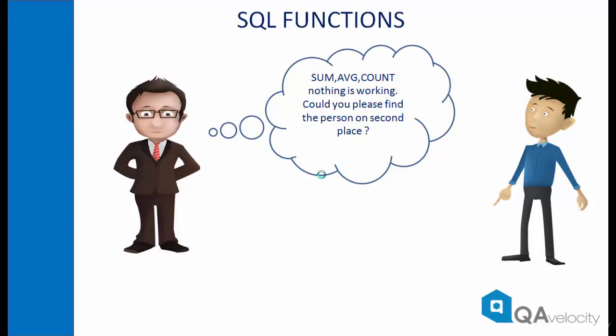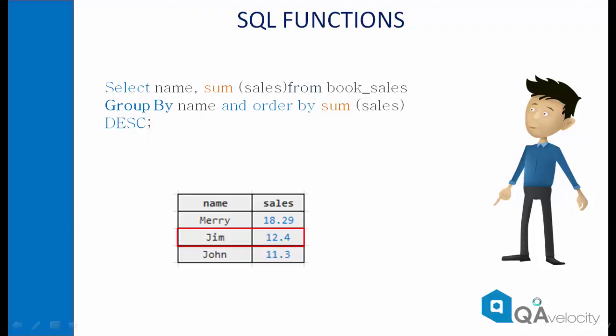Greg asked Jeff to find the person in second place. And Jeff already has the query and the results, so he can easily find that Jim is in second place. Alright, in our case, there are only 3 employees, so we can easily find who is in second place. But if we wanted to be even more precise, we could limit the number of results to the top 2 employees.